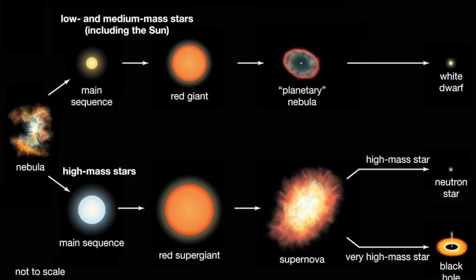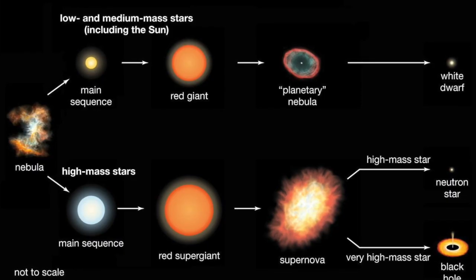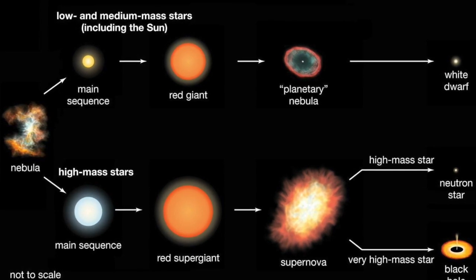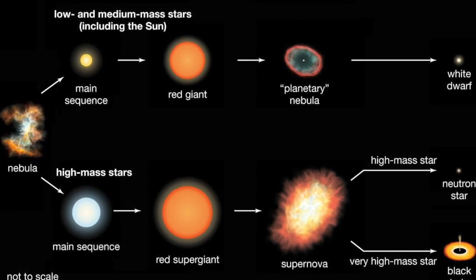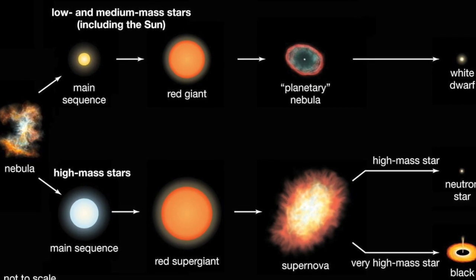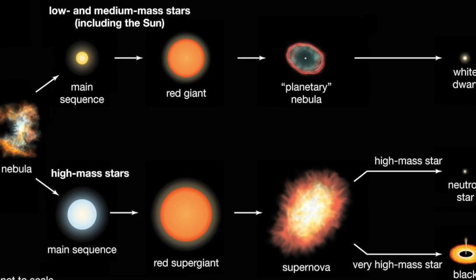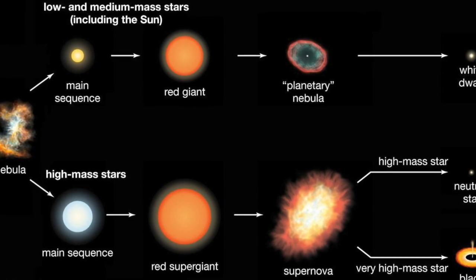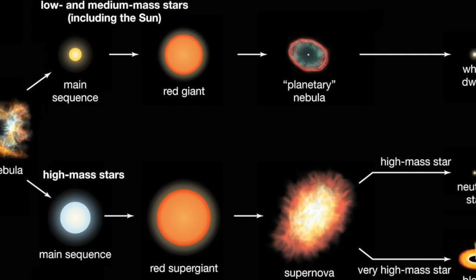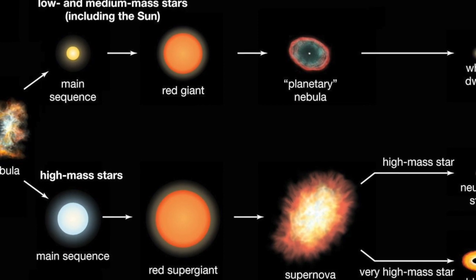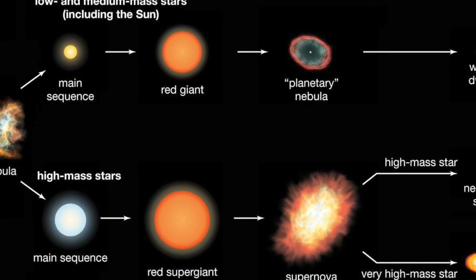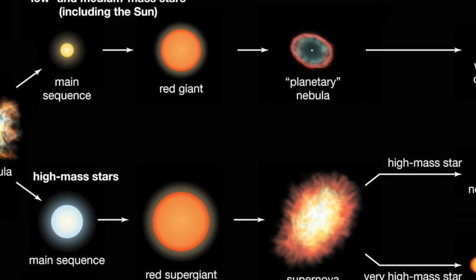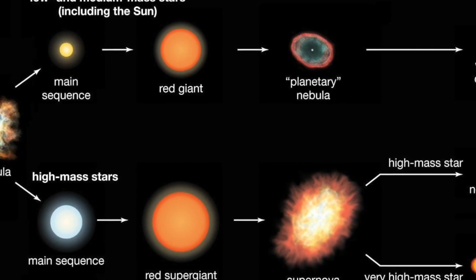In this diagram, we can see what I just talked about. On the top, with the low and medium mass stars, it starts with a nebula, then the main sequence phase, then red giant, next a planetary nebula, and lastly a white dwarf. On the bottom, where it is labeled high mass stars, it starts with a nebula, then main sequence, then red supergiant, next a supernova, and then finally, for a high mass star, it becomes a neutron star, and for a very high mass star, it becomes a black hole.